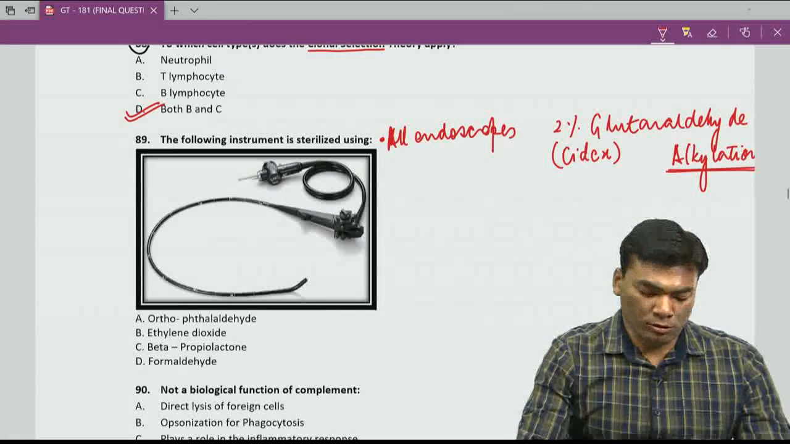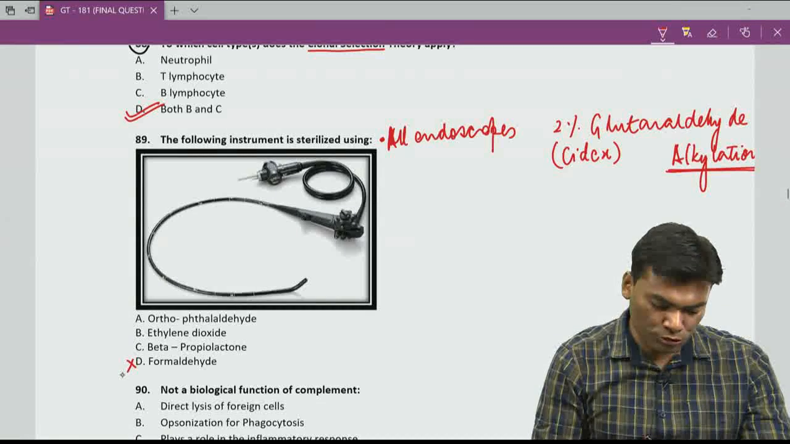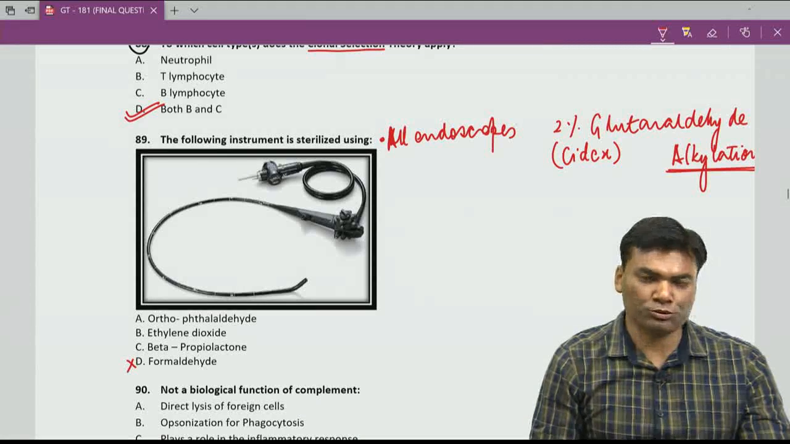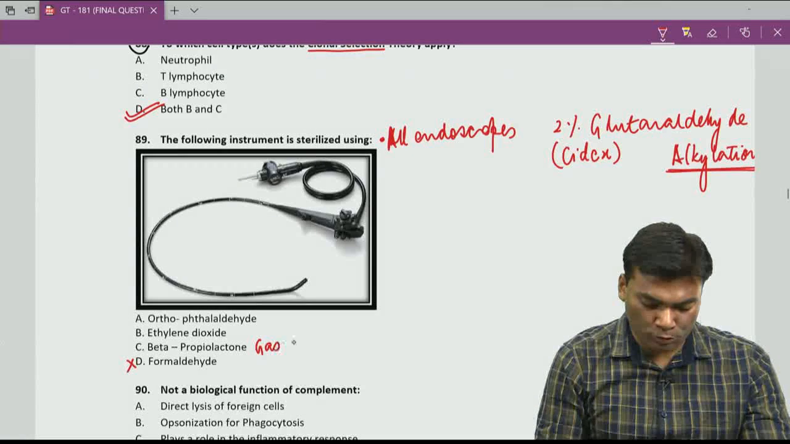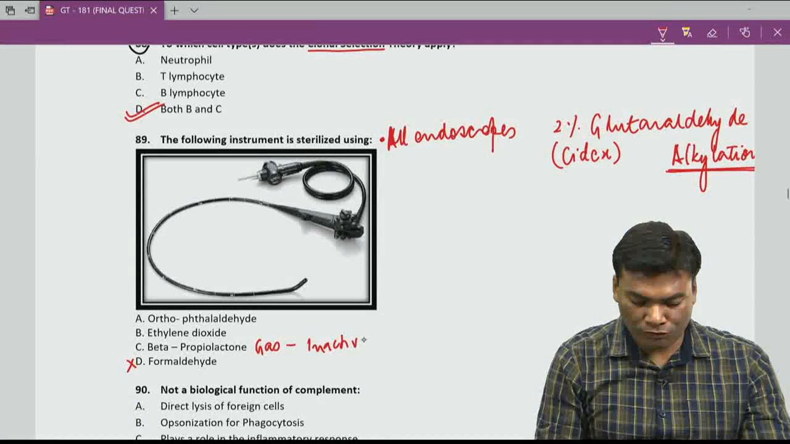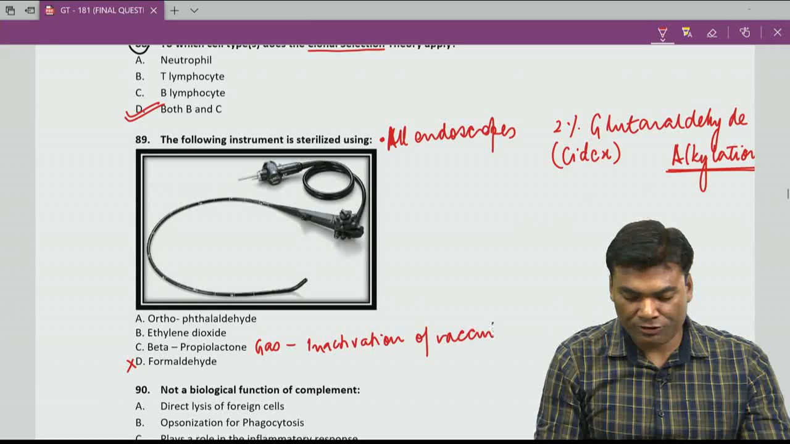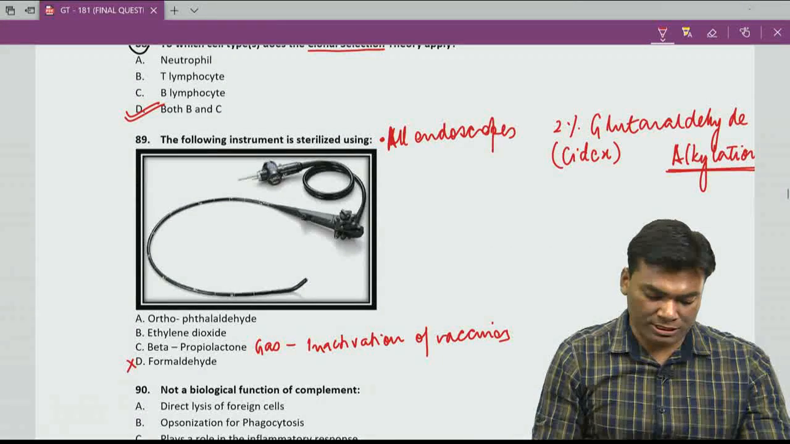Fine. Now in the options we have formaldehyde. This is not used because it is highly toxic and it is also an irritant to the tissues. And we have beta BPL gas, beta propiolactone gas. This is used for inactivation of vaccines. So we have the BPL inactivated rabies vaccine.